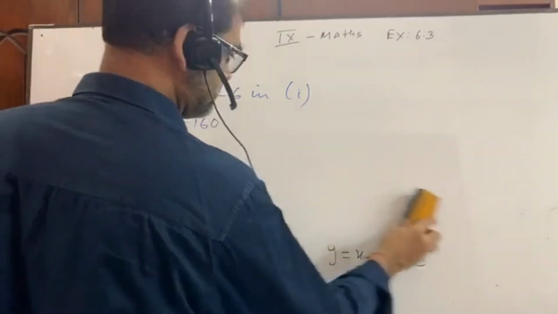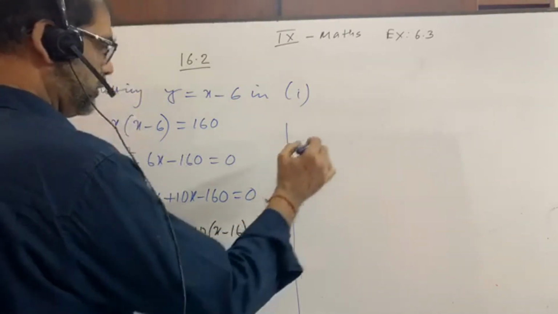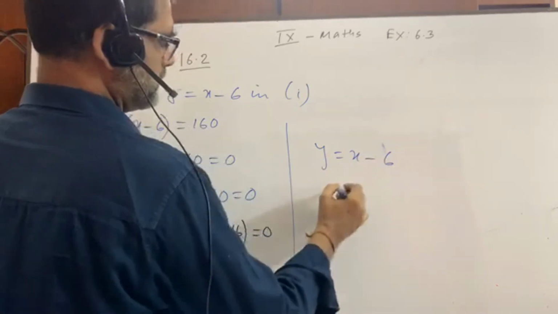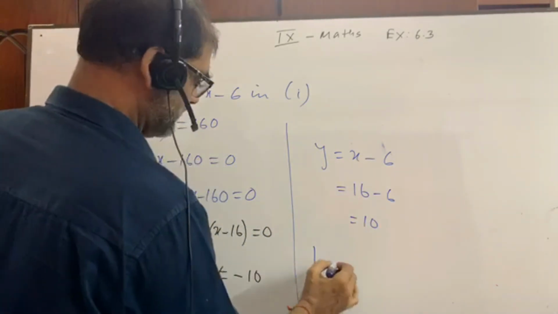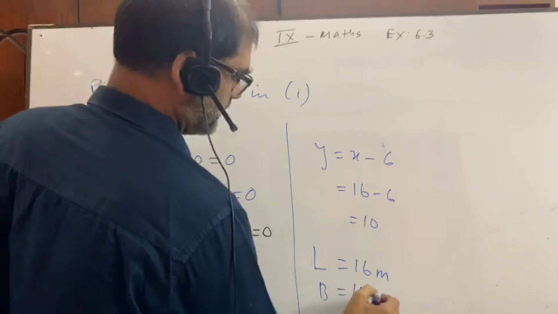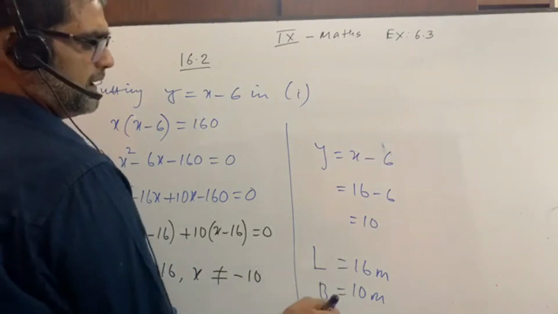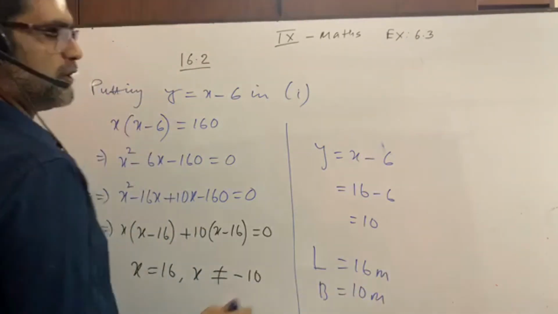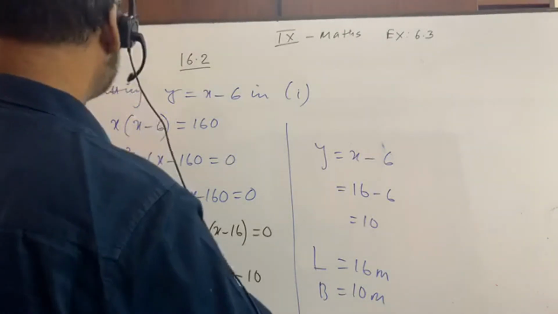So we can find the value of y from equation 2. In equation 2 we see that y equals x minus 6. Now you put the value x equals 16, so 16 minus 6 equals 10. So actually we are getting length equals 16 meter and breadth equals 10 meter. You can verify that their area is 160. And if 6 meter is reduced, we get 10 meter, which is equal to the breadth of the rectangle. This type of math is very important in the examination.